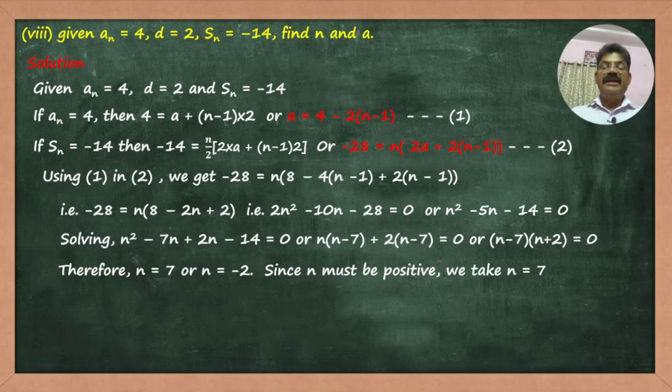Obviously, n is equal to minus 2 is not possible. Therefore, we take n is equal to 7. When you substitute n is equal to 7 in equation 1 or 2, you get a is equal to minus 8. Thus, n is equal to 7 and a is equal to minus 8.